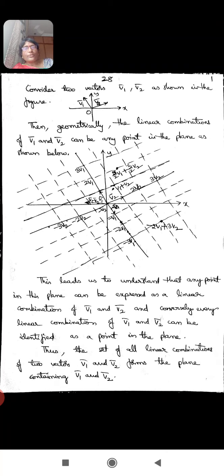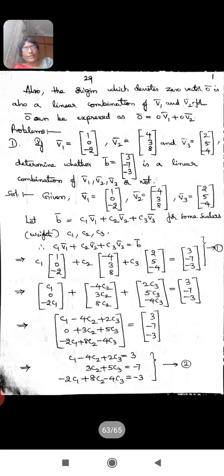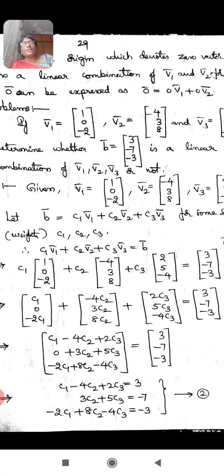Now the set of all linear combinations of the vectors v1 bar and v2 bar forms a plane containing v1 bar and v2 bar. Also the origin, which denotes the zero vector, is also a linear combination of v1 bar and v2 bar, for 0 bar can be expressed as 0 v1 bar plus 0 v2 bar.